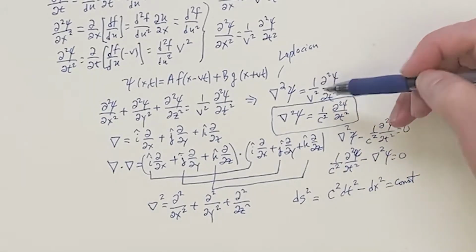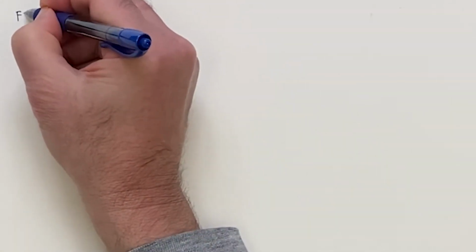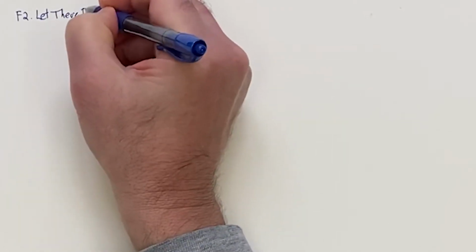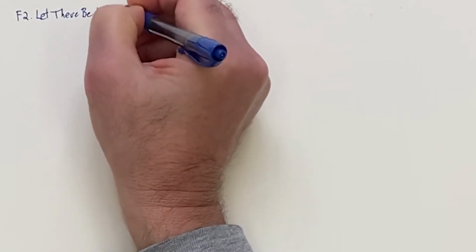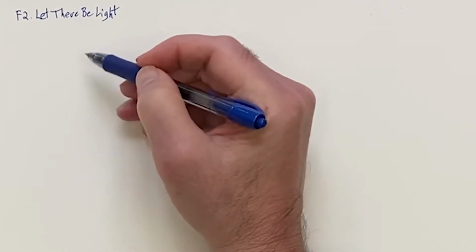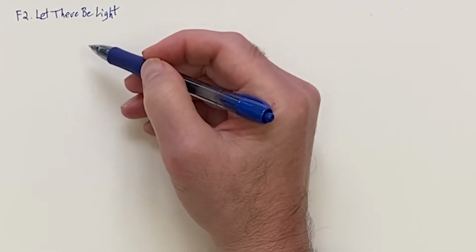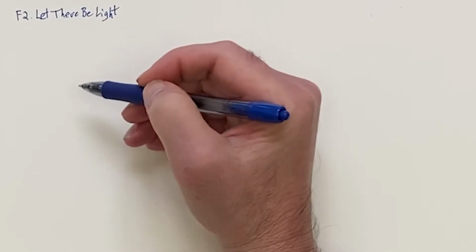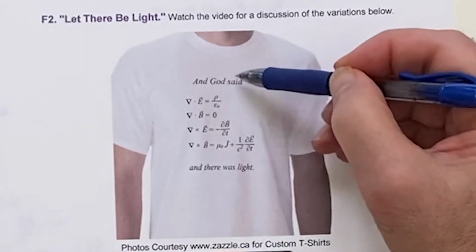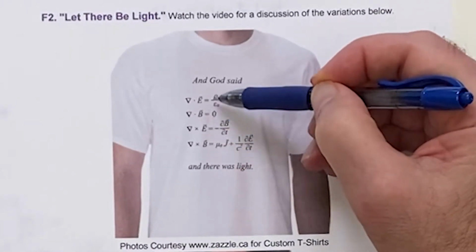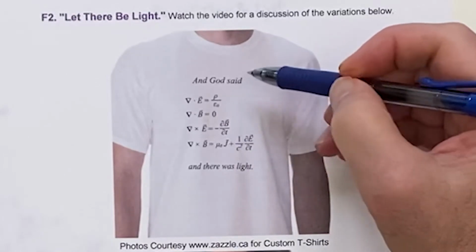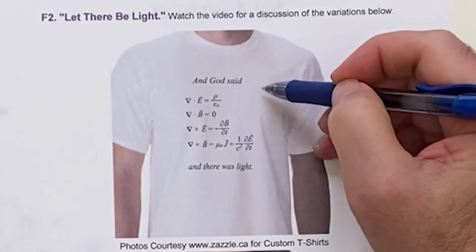And when we go to F2 here, which we'll call let there be light, I'm going to show you that if you have the laws of electricity and magnetism, you have light. We're going to show that light comes out, a wave comes out, electromagnetic waves come out of electromagnetic theory. And then the famous shirt. And God said, and these are the Maxwell equations, and there was light. Isn't that cool?